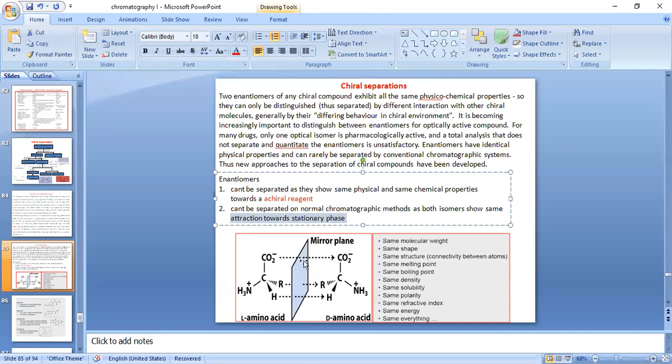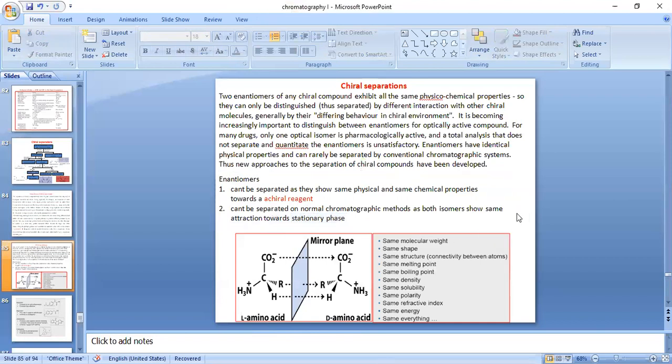Both isomers will show the same interaction with the adsorbent, and they will not be separated or resolved. But if you replace this stationary phase with a chiral adsorbent, then only can you separate these L and D amino acids.